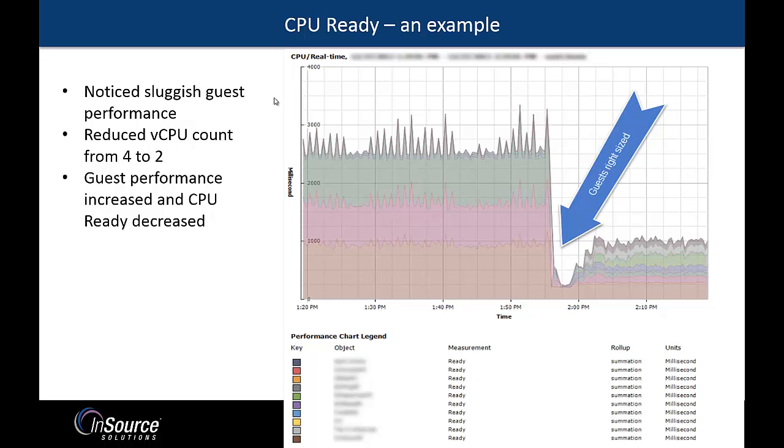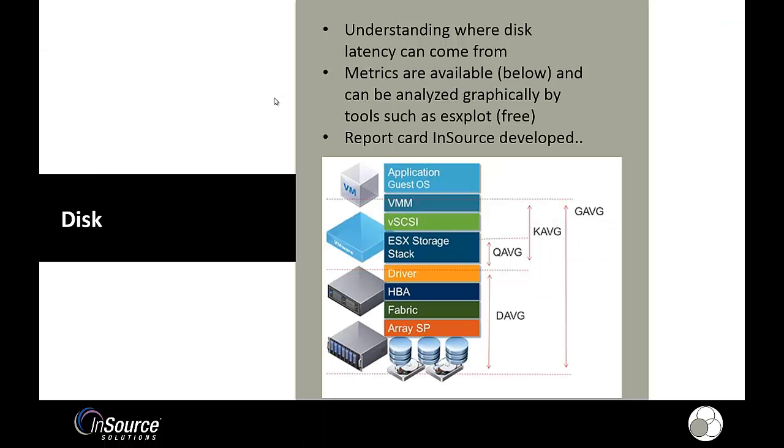So when I made this change, guest performance greatly increased and the CPU ready decreased. So I'm able to take better advantage of the hypervisor and how efficient it is in scheduling execution across multiple processors. So the next thing we look at is disk.